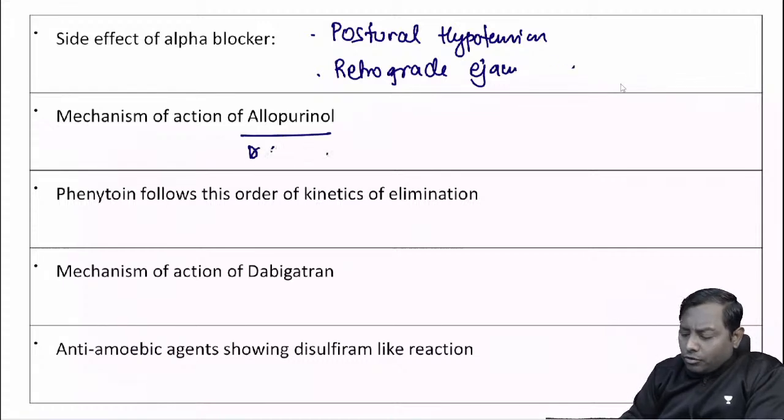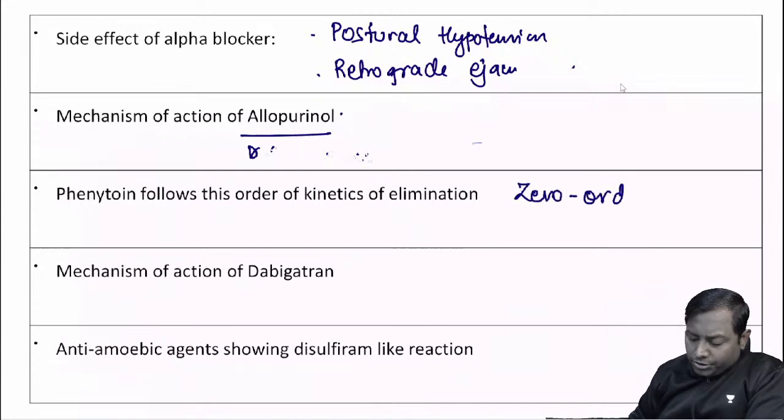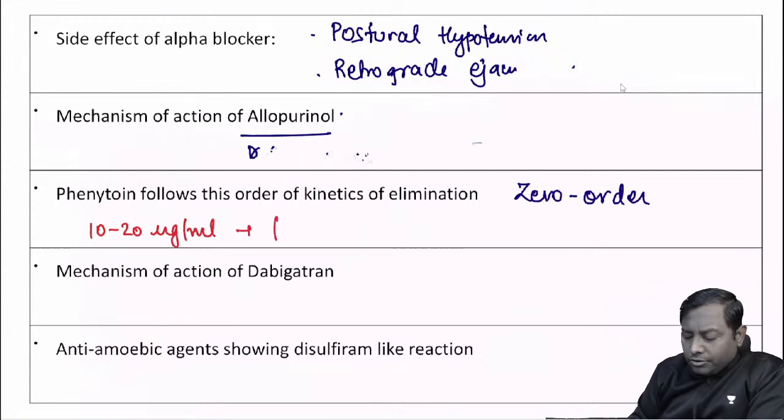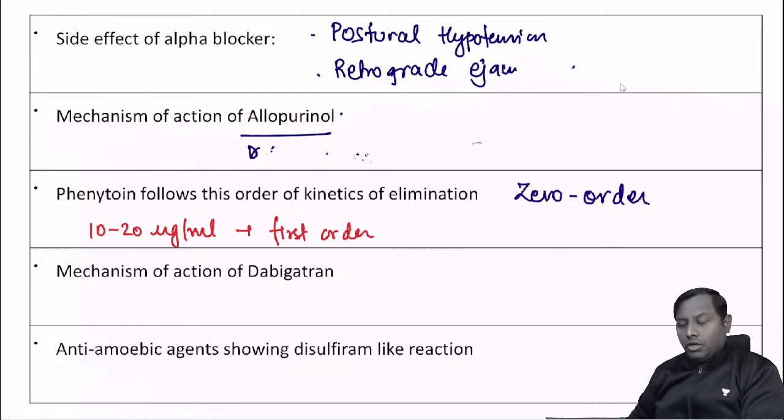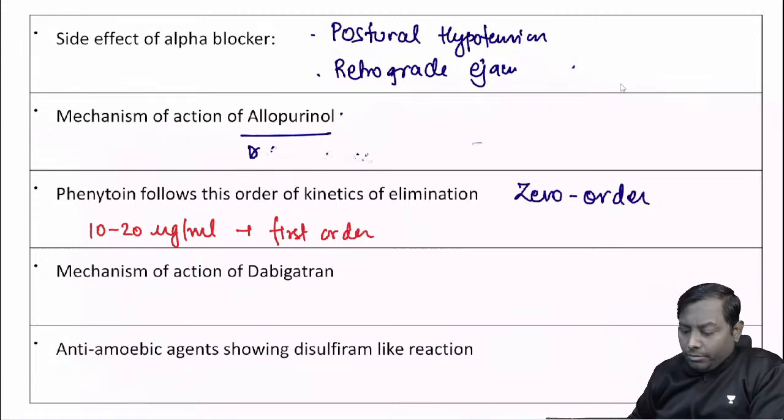Phenytoin actually follows which order kinetics, guys? Zero order kinetics. But another question that you should know: phenytoin in the dose range of 10 to 20 microgram per ml follows first order, but only at plasma concentrations beyond 20 will it follow zero order.